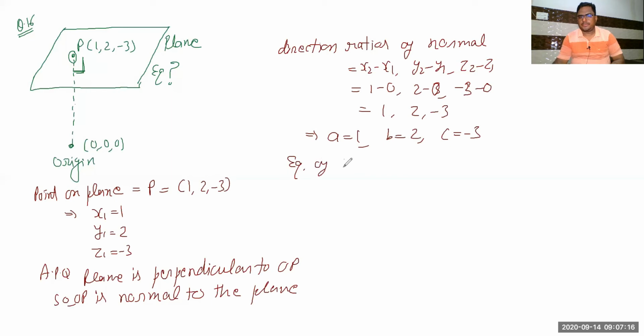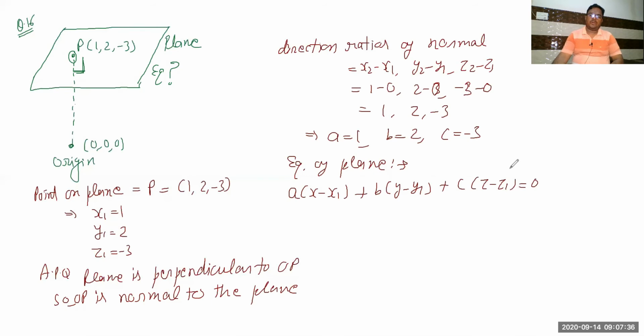Equation of plane. Now we know a formula that if a point on the plane is given to us and direction ratios of normal are given to us, then equation of plane can be obtained by this formula: a into x minus x1 plus b into y minus y1 plus c into z minus z1 equal to 0. This formula is known as point-normal form. Let us simplify it now.